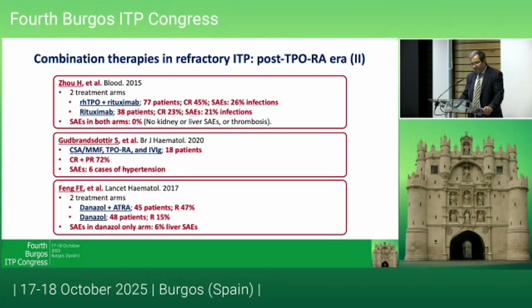Published in Blood 2015, the combination of rhTPO plus rituximab, 45% of complete responses, 26% of infections, versus rituximab with 23% of complete responses. So this is only to mention, only to stress that there are many combo therapies when dealing with a multi-refractory ITP that are worse than the combination that the French group demonstrated to be the best, but we can use it if we don't have any other possibilities.